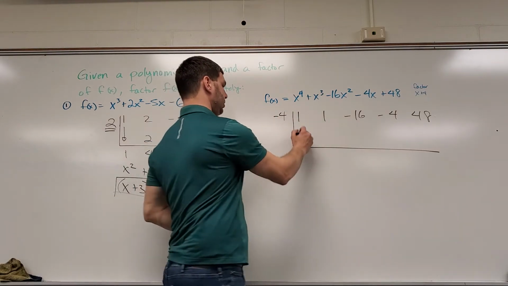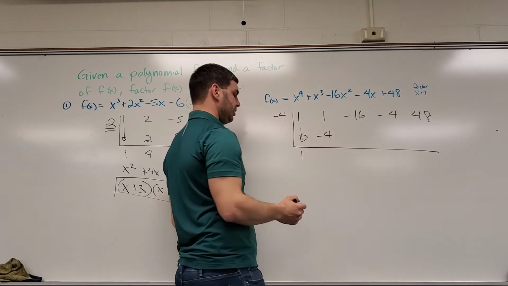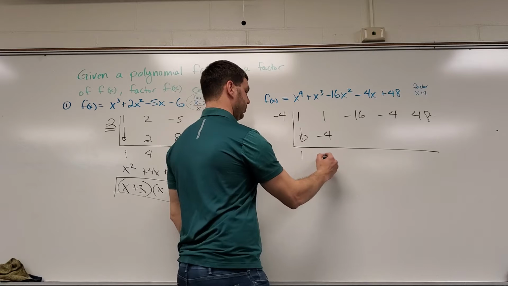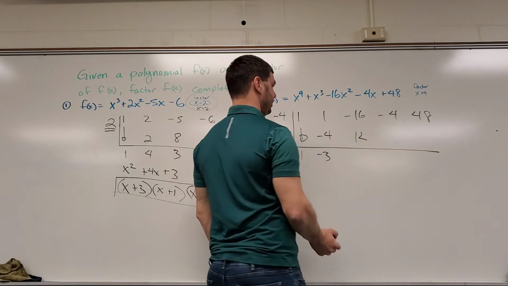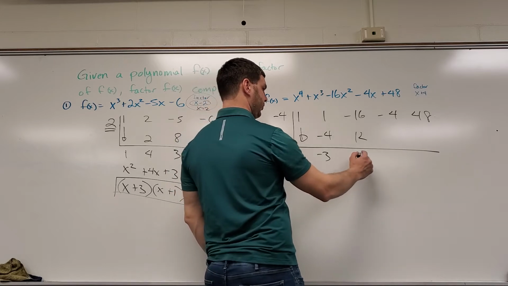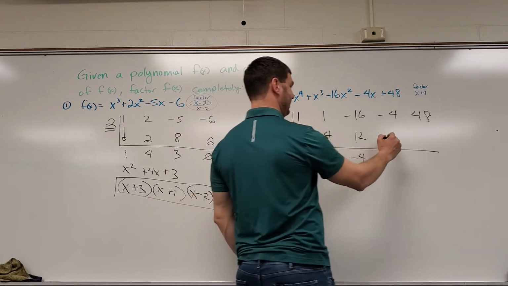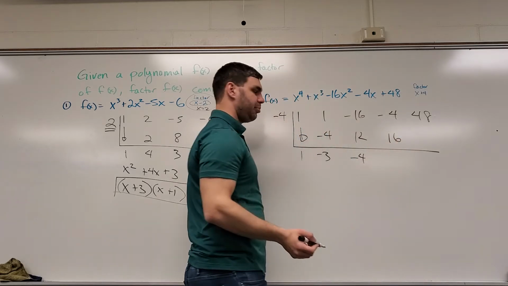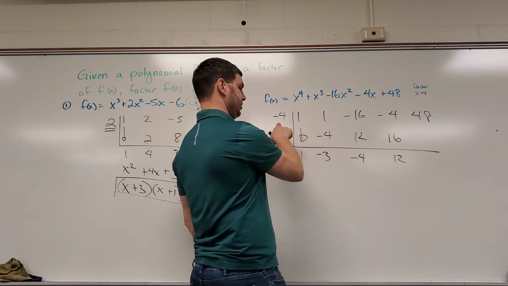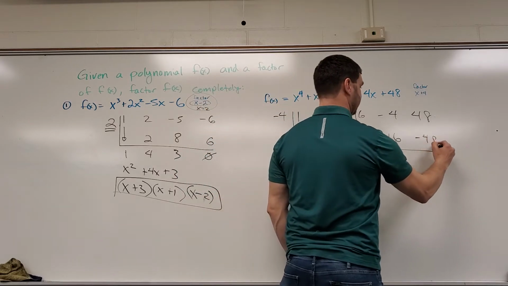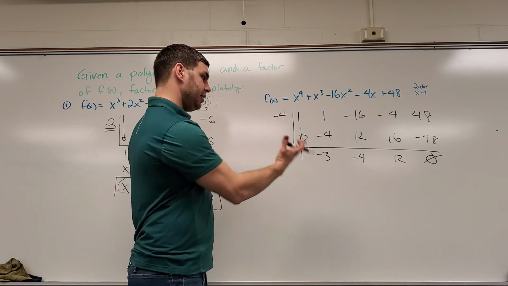Okay, bring down my 1. That's going to be 1. 1 times -4 is -4. 1 minus 4 is -3. -3 times -4 is positive 12. -16 plus 12 is -4. -4 times -4 is a positive 16. -4 plus 16 is positive 12. 12 times -4 is -48. Again, that's good because it equals 0, showing that this is a factor of it.